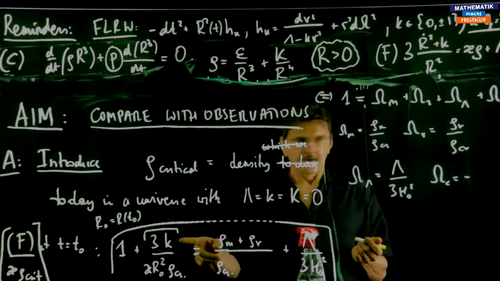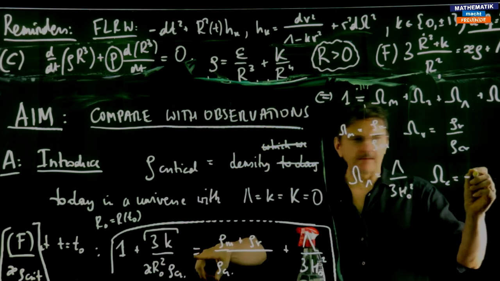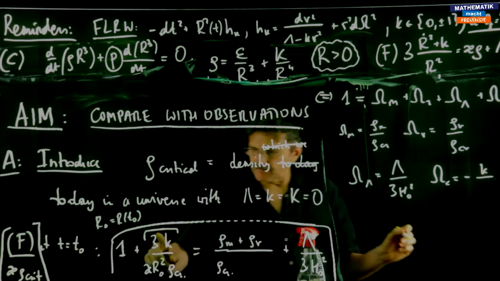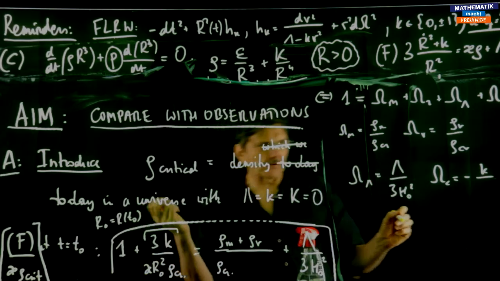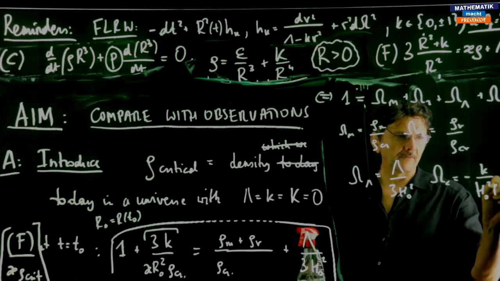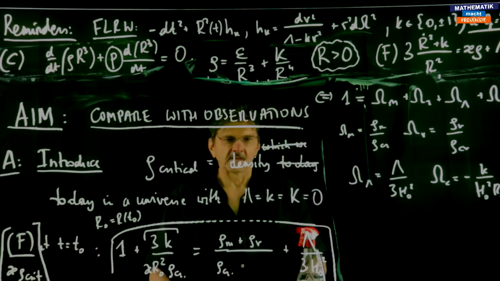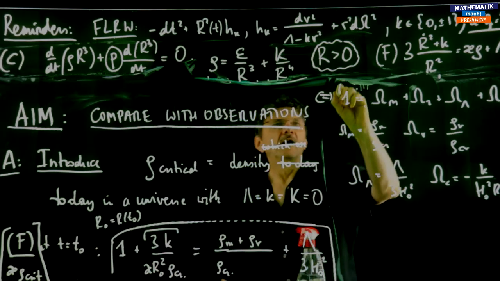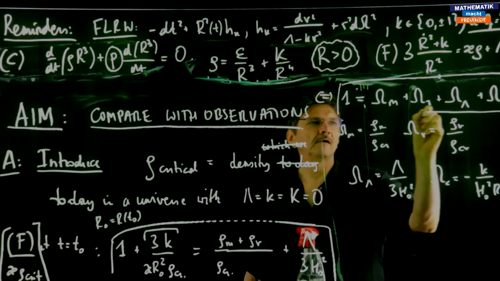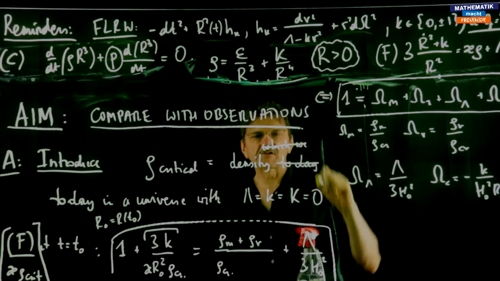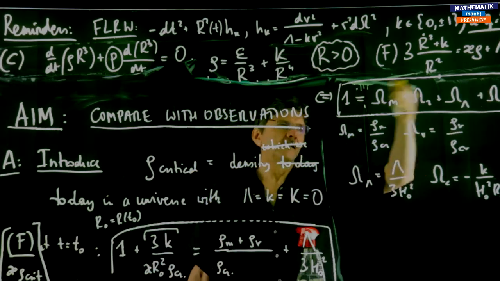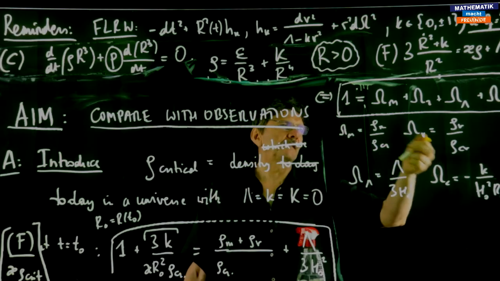Good. So this becomes, unless I made a mistake, K over, the three goes away because kappa rho critical is 3H0 squared. So this is just H0 squared R0 squared. So this is the key equation in cosmology, which you feed with the data.